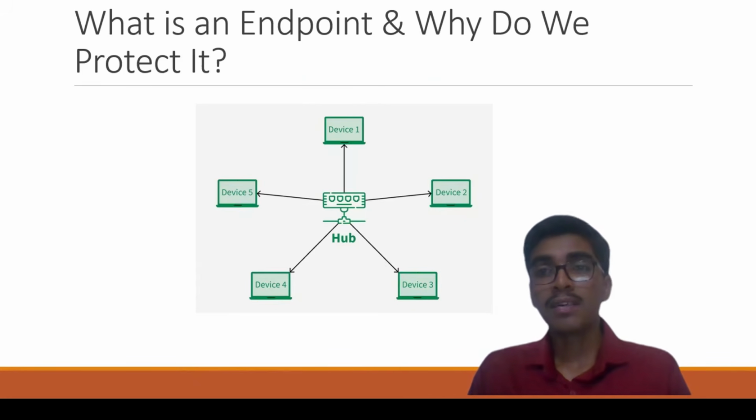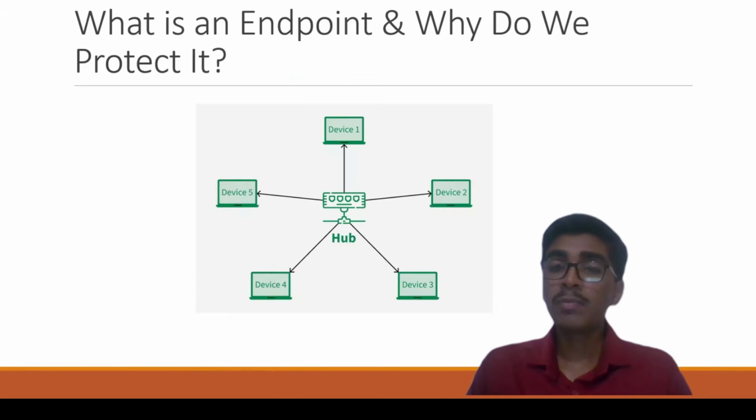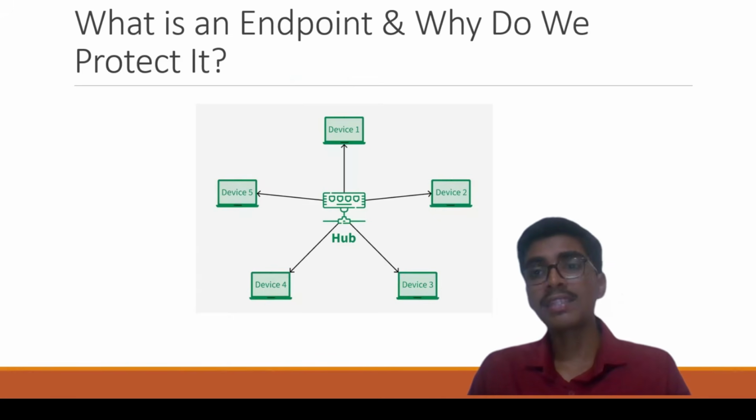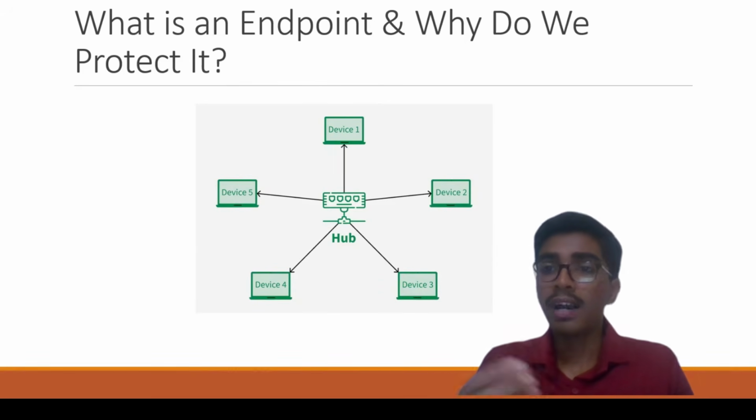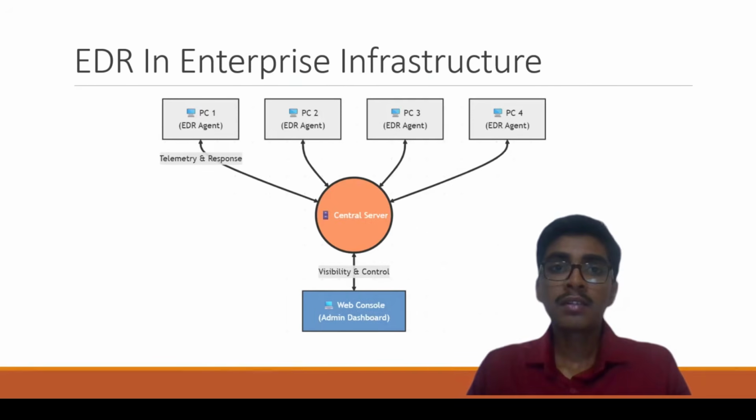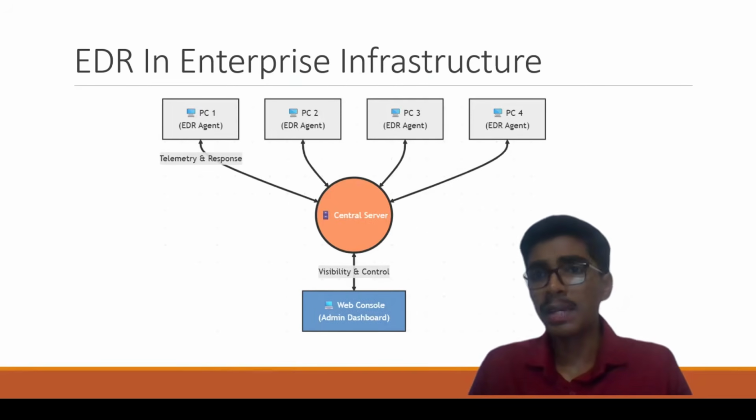As you can see, what is an endpoint and why do we protect it? In this diagram, it is clearly shown that some devices and endpoints are connected in a network. This time it is connected to a hub. The network or the devices can be connected by wire or wirelessly, using VPNs also. Each and every endpoint can be used by any employee.